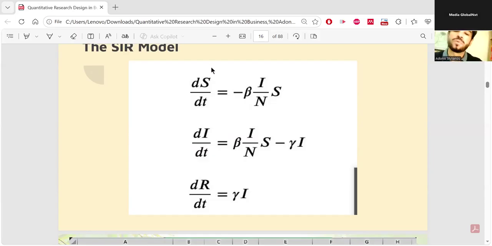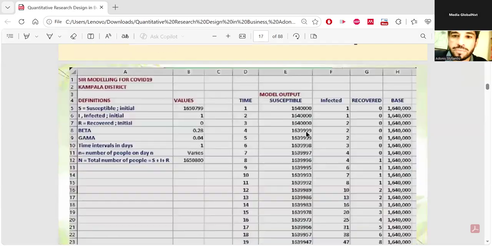So what exactly we're doing: we have three variables, the susceptible, the infected, and the recovered, and we monitor their changes based on very specific parameters. The beta is the transmission rate, and gamma is the recovery rate. Let me give you an example in business just to demonstrate what I mean.